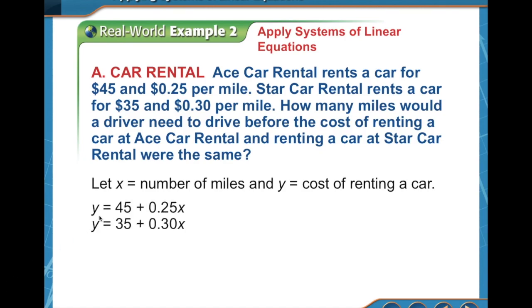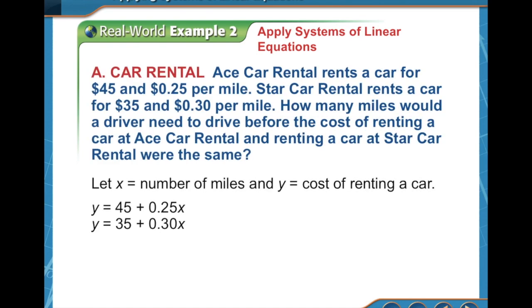The cost of renting a car at Ace is $45 plus 25 cents per mile, 25 cents times x, the number of miles. Same process for Star Car: a $35 fee plus 30 cents per mile gives us this equation. Now we have those two. They ask us when would the cost be the same? So when would they be equal?